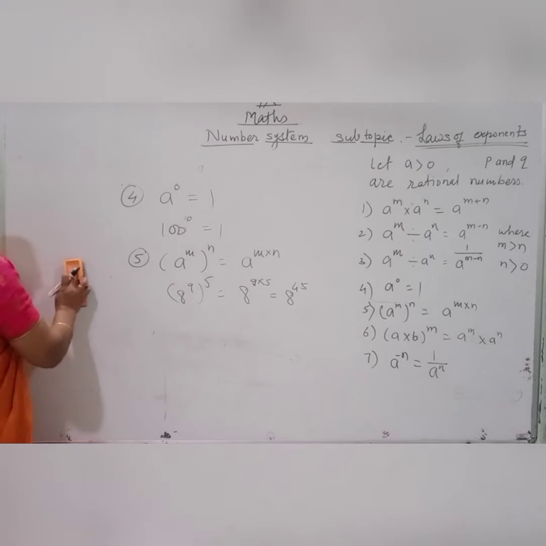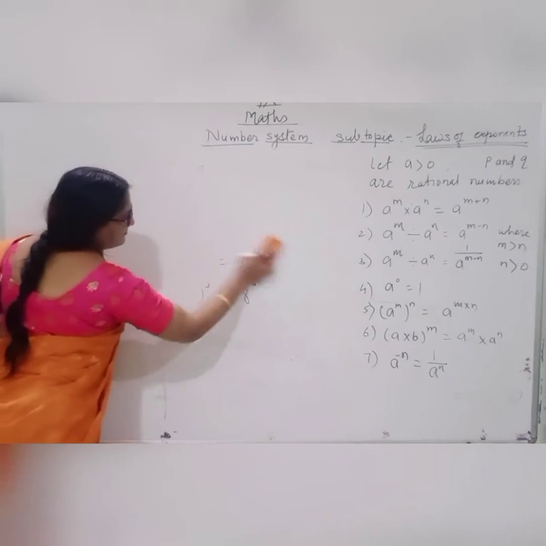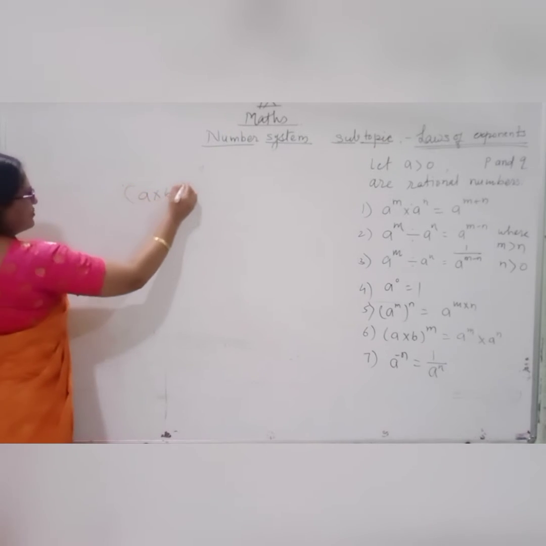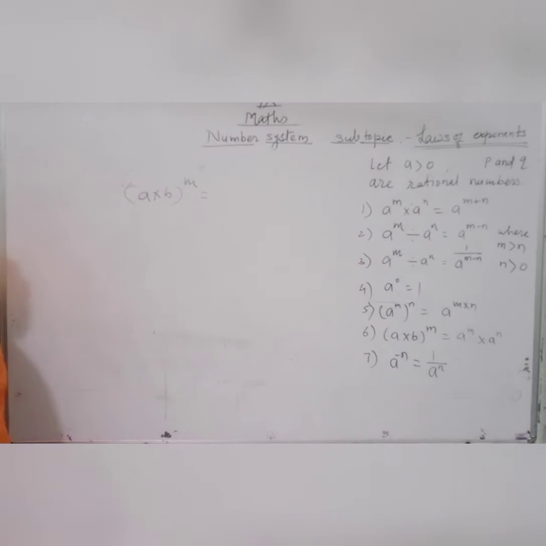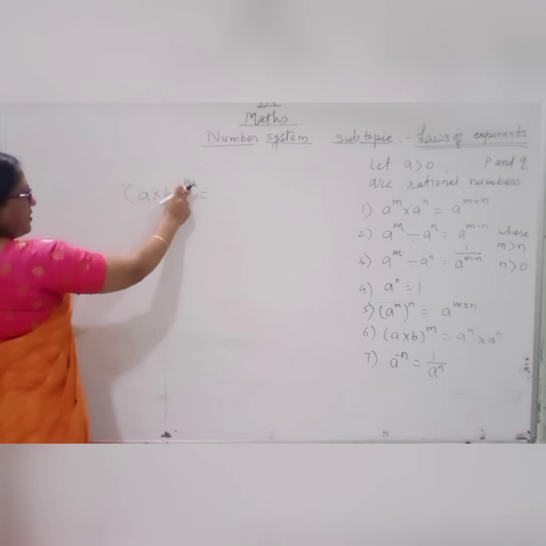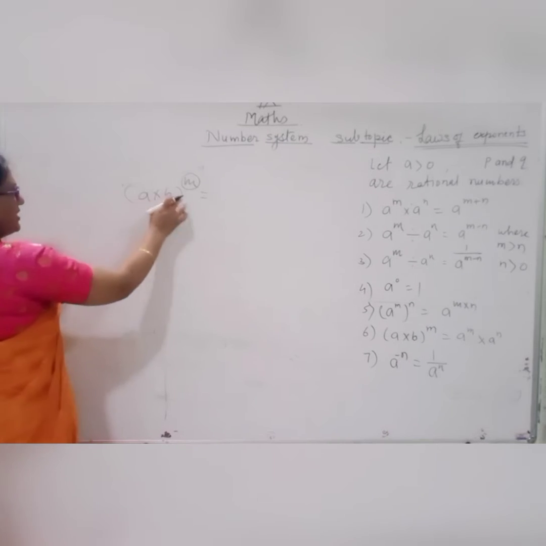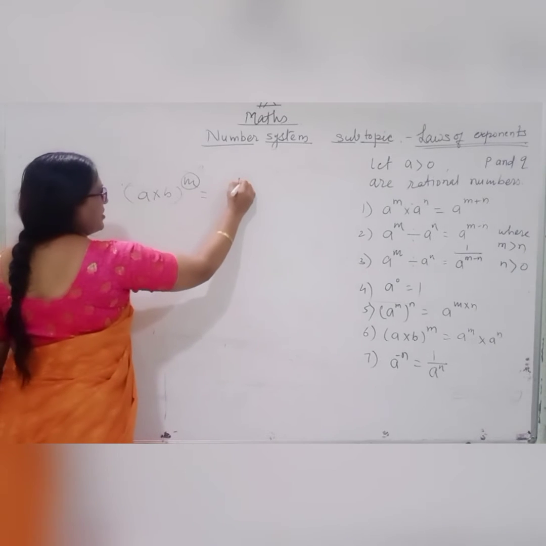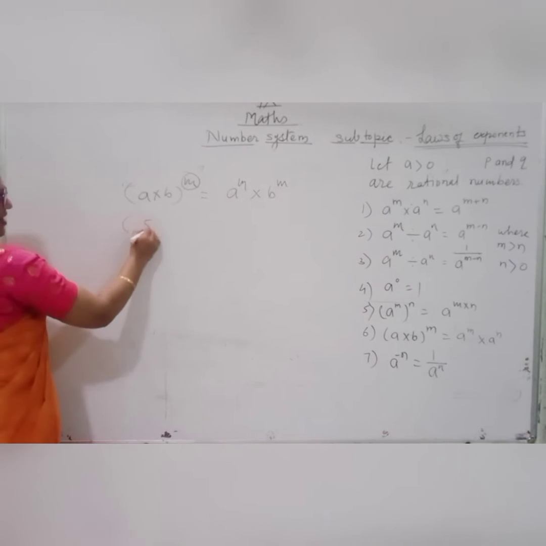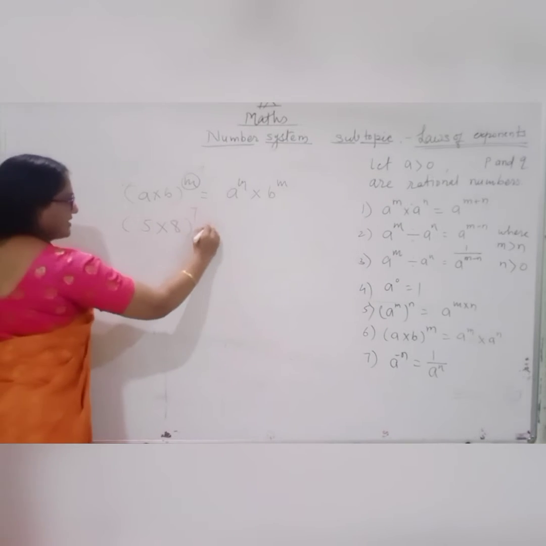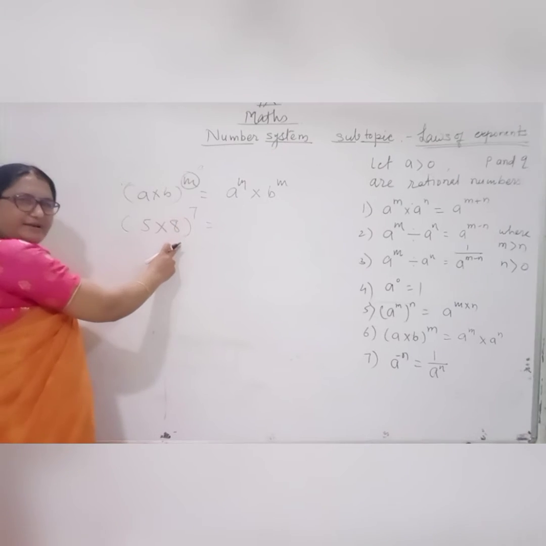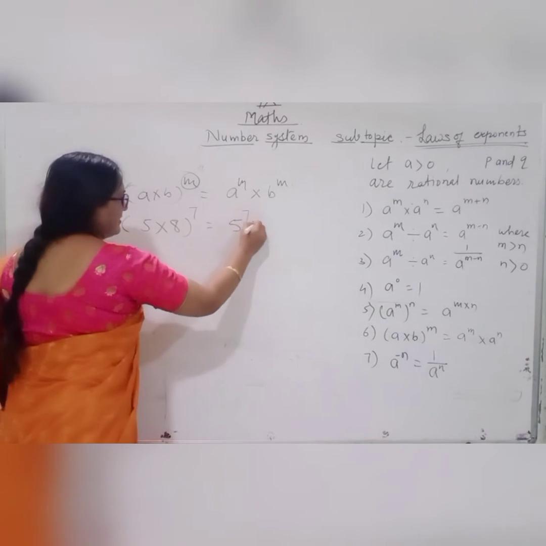Okay. Next is a multiplied by b, whole raised to the power n. There are two numbers in the bracket. So now this power n is common for both, that is, it is the power of a and also the power of b. Is that clear? 5 multiplied by 8, whole raised to the power 7. That means this 7 is the power of 5 and also the power of 8. You can write this like this.